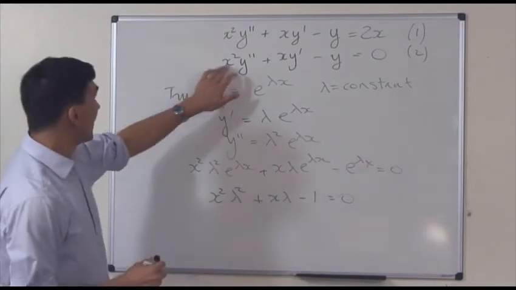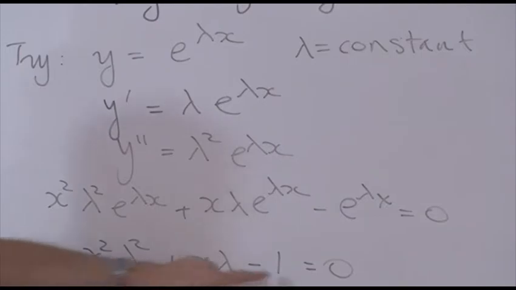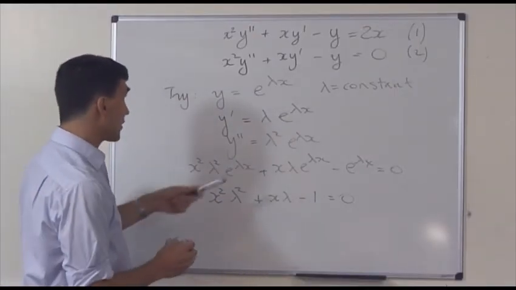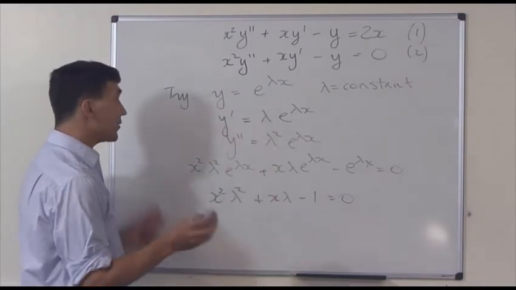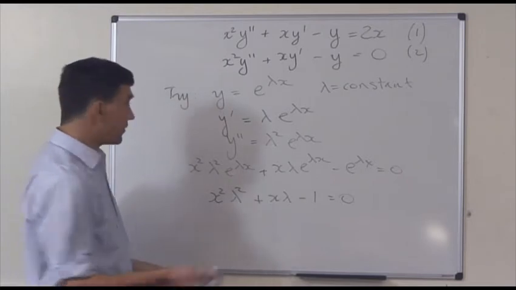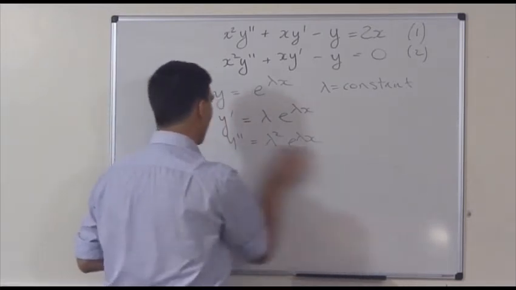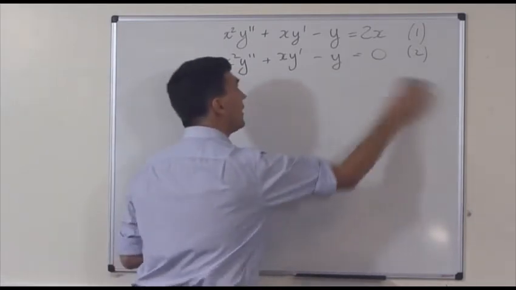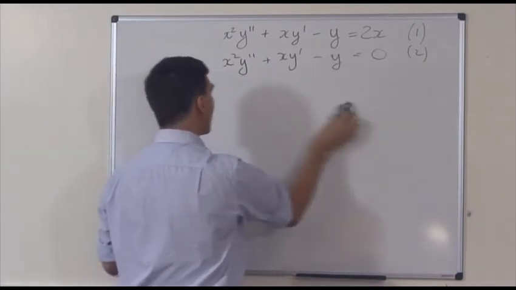If these had been just numbers instead of x's, then we'd have had a quadratic equation for lambda, which we could have solved and then found a solution of the problem that way. So this won't work. What are we going to do? Well, let's erase that, and what we'll do is use this technique called reduction of order.